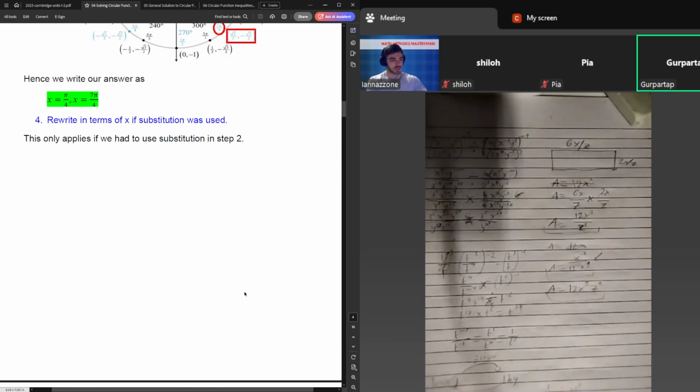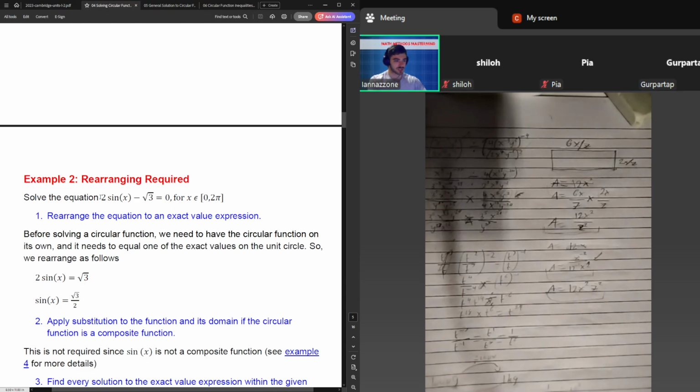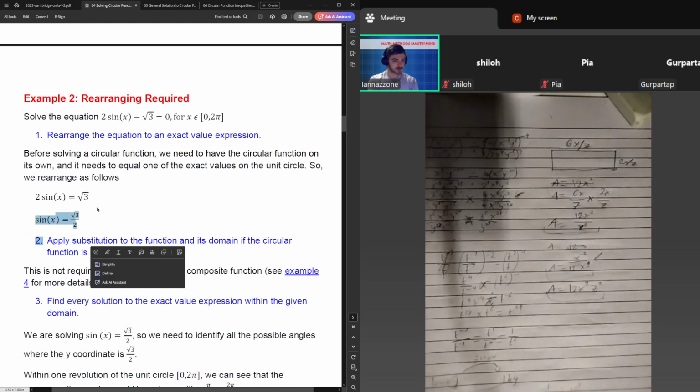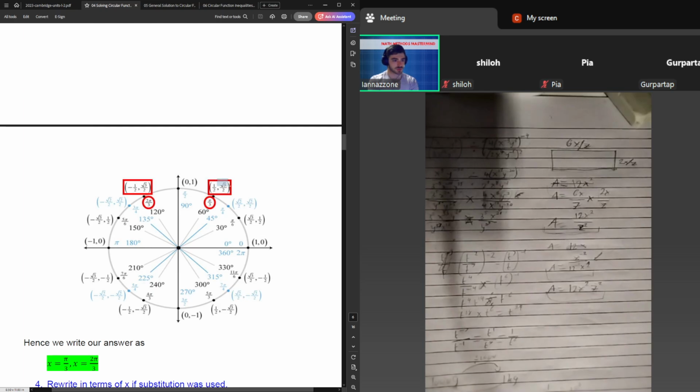Okay. Example 2, not much has changed. It just means that you don't have your exact value expression. You need to get the circular function on its own. So you add your root 3, you divide by 2, that's what these two steps are, and then it's basically the same as before. Where does sine equal root 3 over 2? That means your two y values have to be root 3 over 2, which corresponds to those.